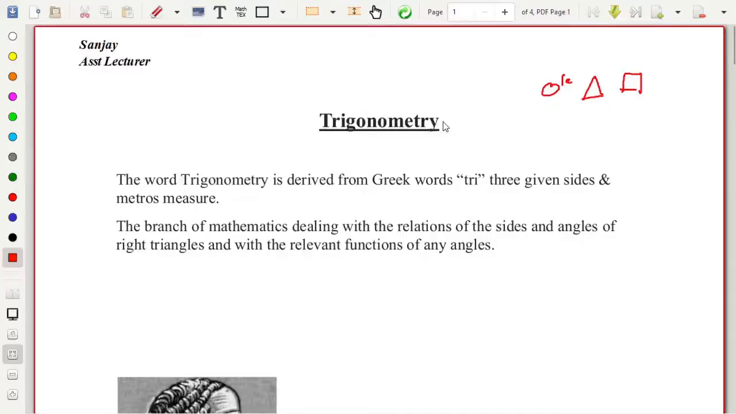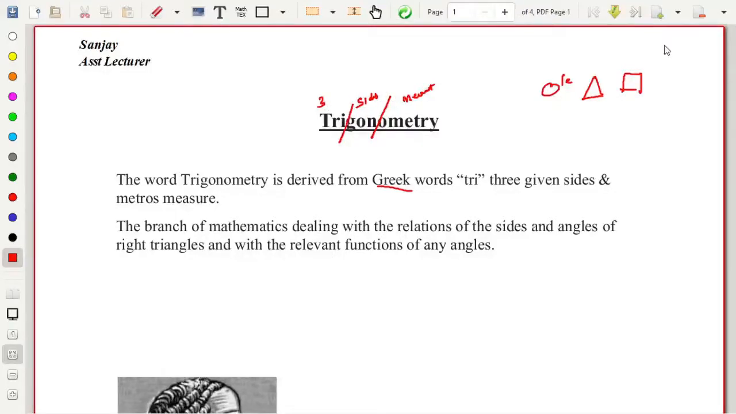It is very simple. Let us look into the word. The word trigonometry is derived from a Greek word. In order to understand better, let me split the word trigonometry into three parts: tri, gon, and metry. Tri means, hope you know that, 3. Gon means sides. Metry is nothing but measurement. So by this we can easily say that trigonometry means measurement of 3 sides.